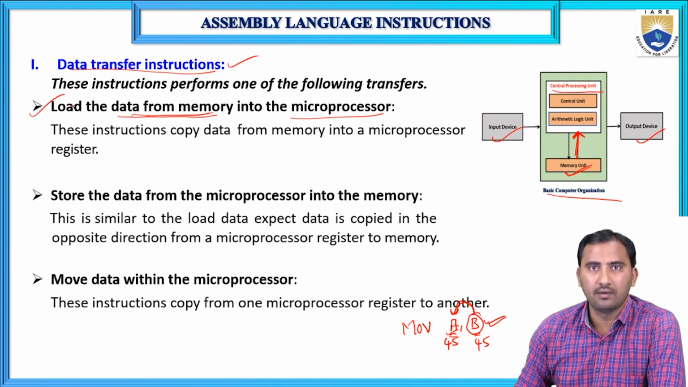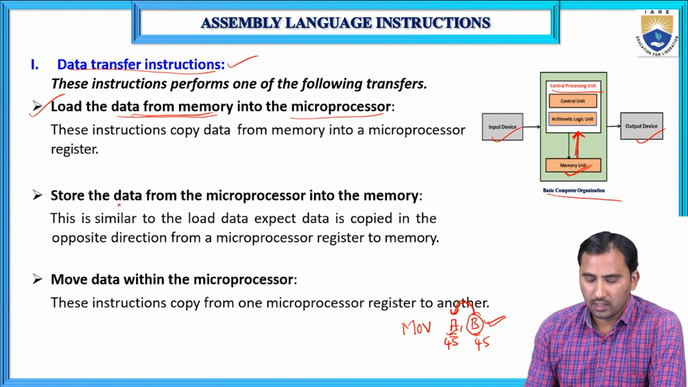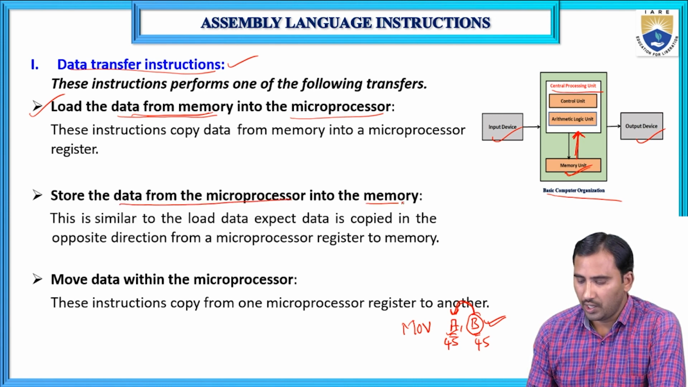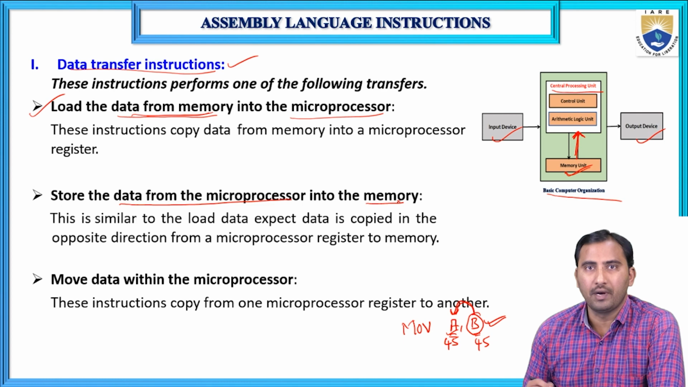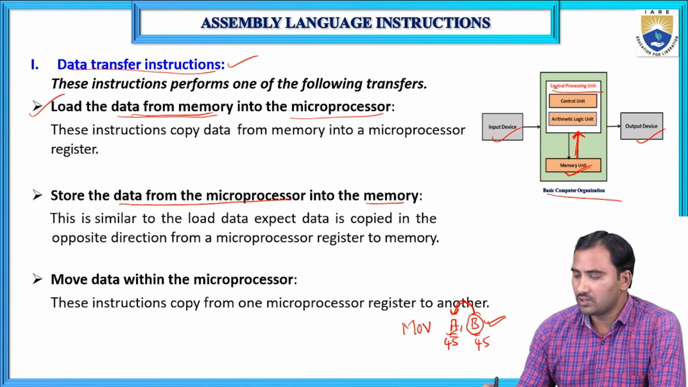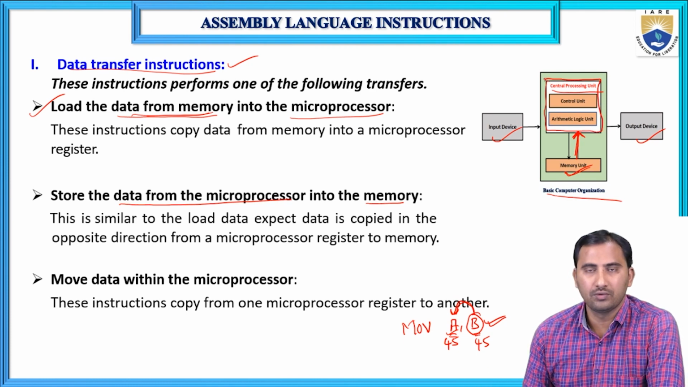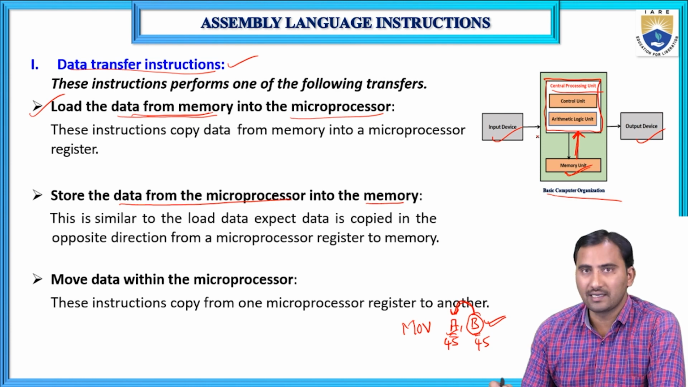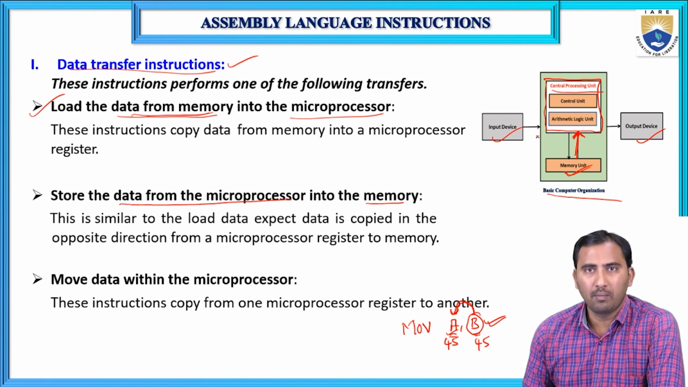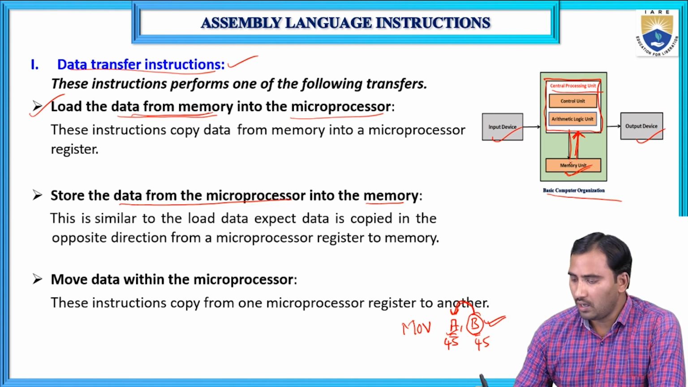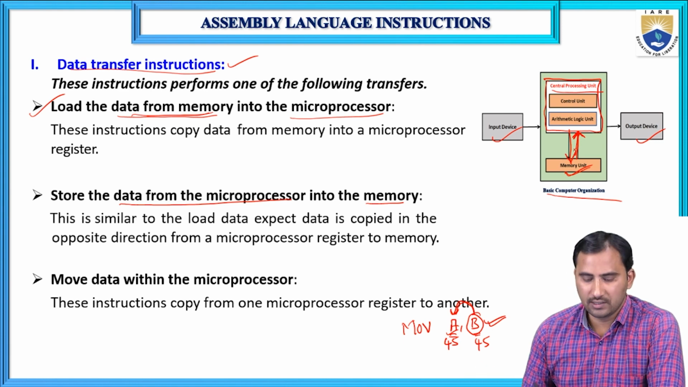Coming to the second one, store the data from the microprocessor into the memory. That is the opposite operation to the previous one. The microprocessor is available inside the CPU, and acts as the CPU. The microprocessor contains multiple registers. The data available in those registers we are copying to the memory. That is another type of data transfer.